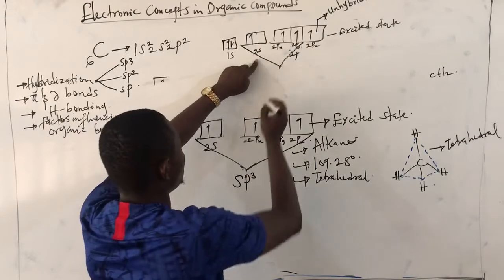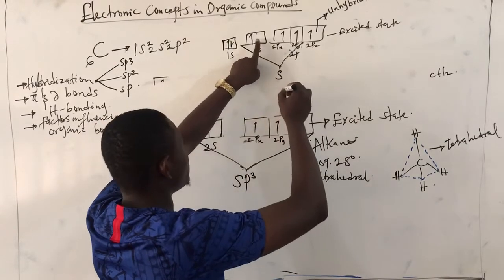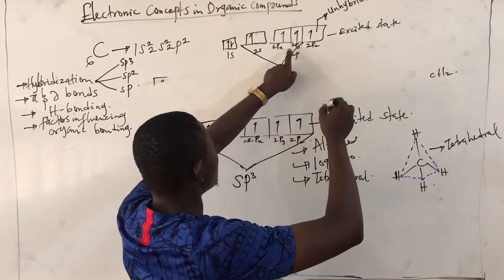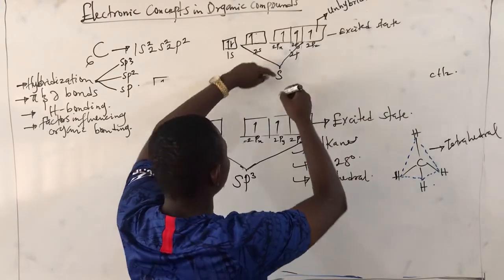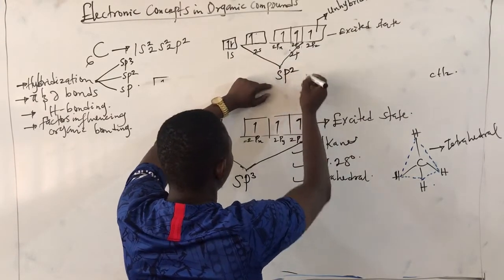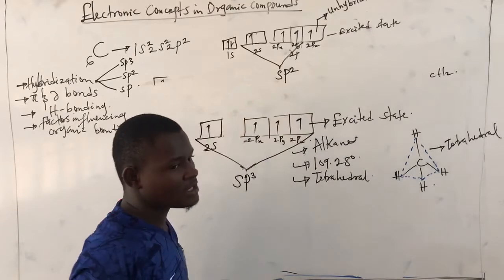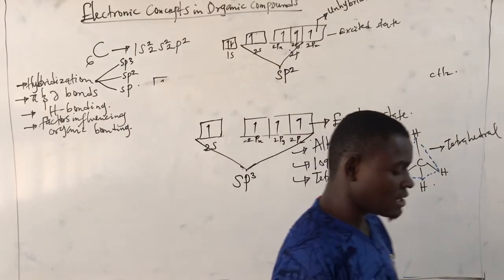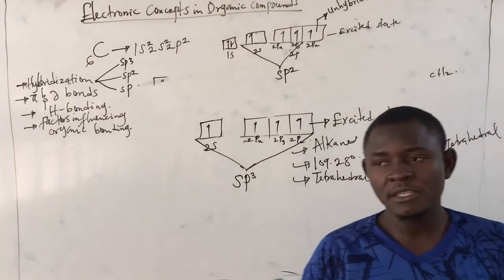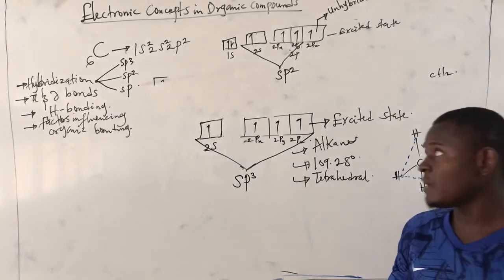Obviously, if you follow what we did before, at S we have only one electron, and at P we have two that are hybridizing. So we have sp2, and then an extra unhybridized orbital. The question that they could ask you is: during the sp2 hybridization, which of the orbitals is unhybridized?